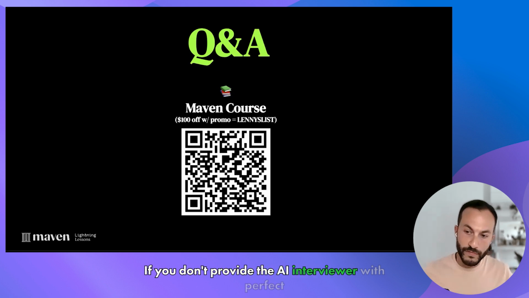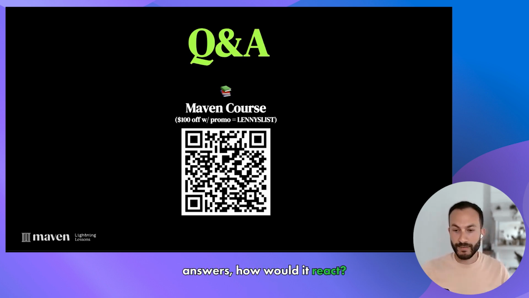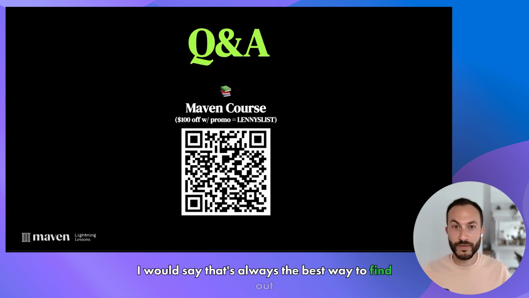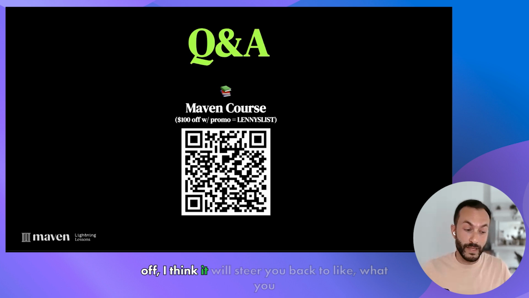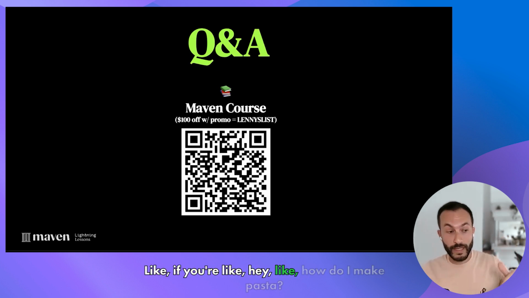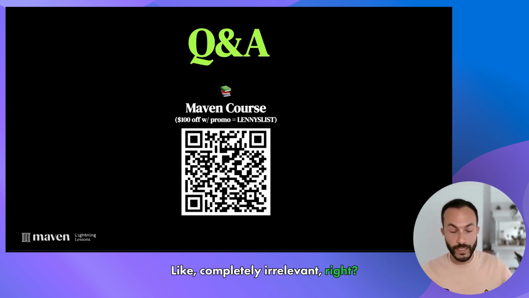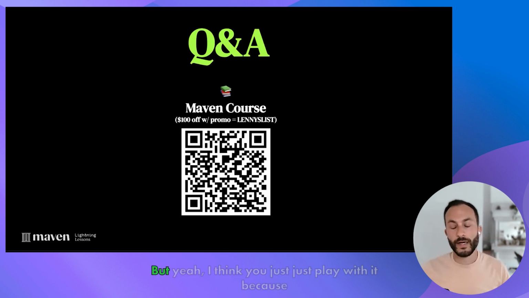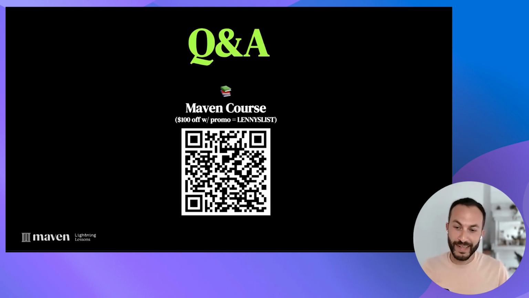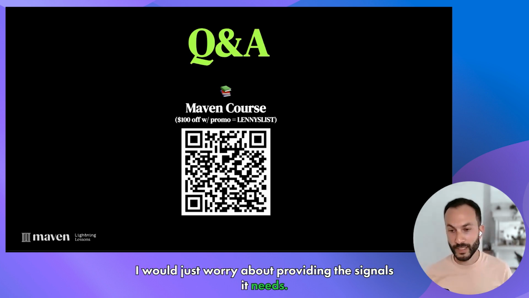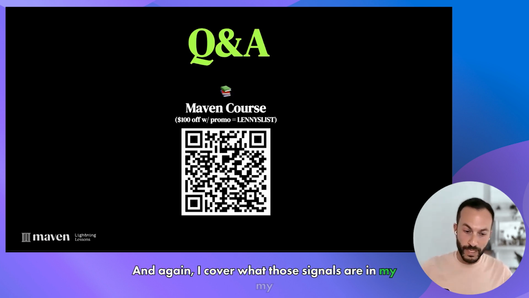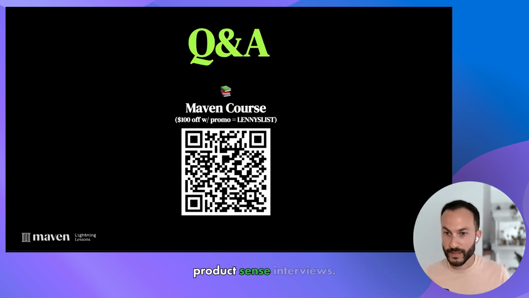If you don't provide the AI interviewer with perfect answers, how would it react? Try it. I would say that's always the best way to find out with AI. Just give it a shot. I would say if you do something that's blatantly off, I think it will steer you back to what you should be talking about. Like if you're like, hey, how do I make pasta? Completely irrelevant, right? It might be like, let's focus on this interview. But yeah, I think you just play with it because there's literally an infinite number of ways it might react based on an infinite number of ways that you could provide it with quote unquote imperfect answers. I wouldn't worry about perfect. I would just worry about providing the signals it needs. And again, I cover what those signals are in my Lenny's post and my lightning lesson about how to ace product sense interviews.